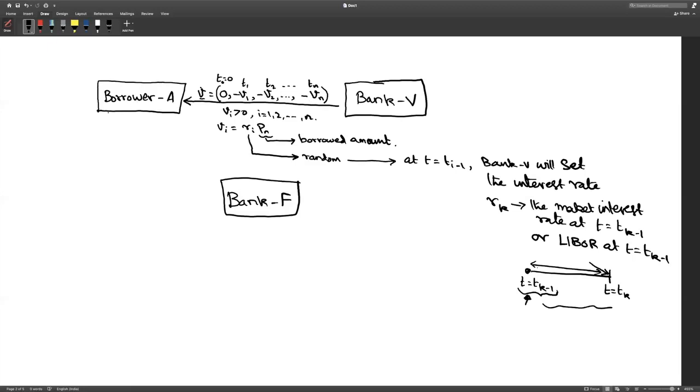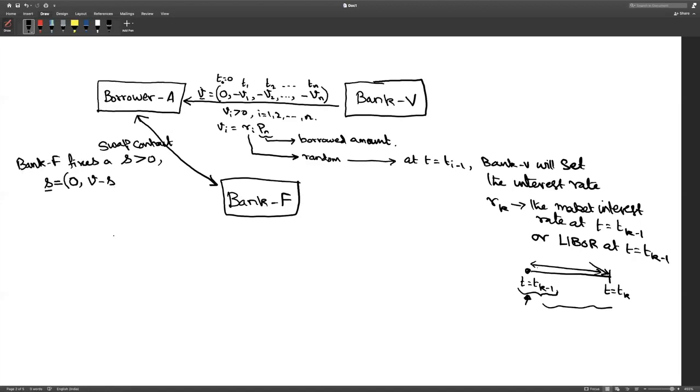So if the borrower doesn't like this varying interest rate, what he can do is look for some other financial institution. For instance, let's take that institution as Bank F. He can establish a swap contract where Bank F will agree to a cash flow to borrower A, denoted by S0, which is 0. That is, at the time of the borrowing, there is no cash exchanged between Bank F and borrower A, but at the first time, that is T equal to T1, the bank will give V1 minus some S.